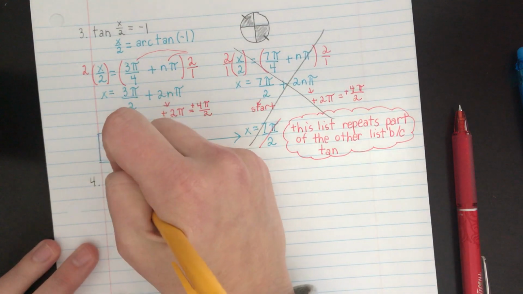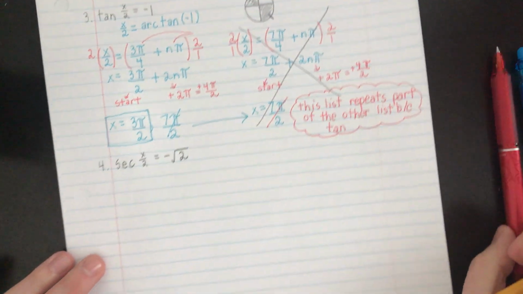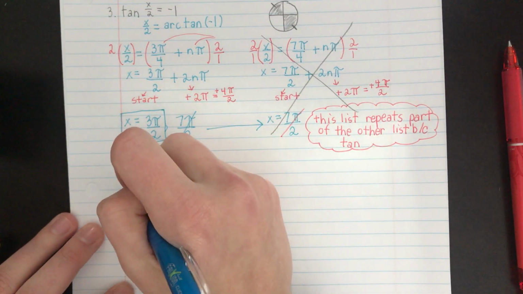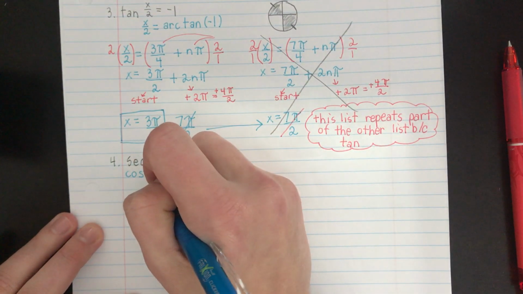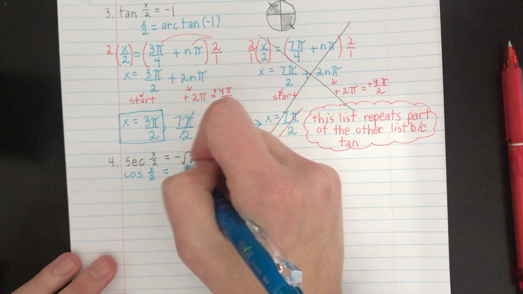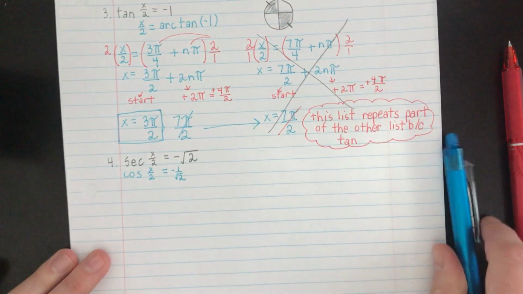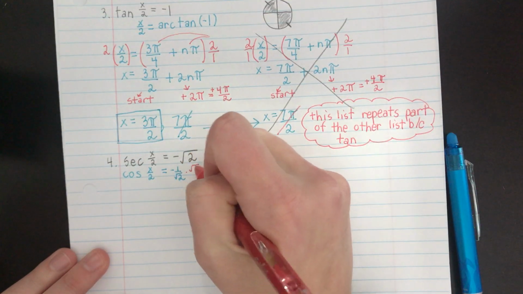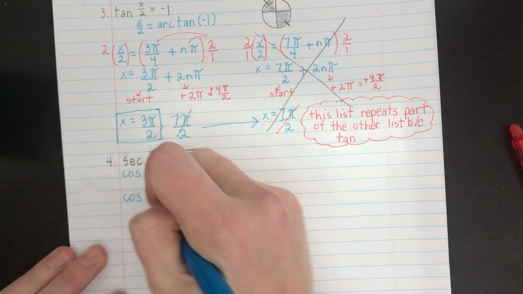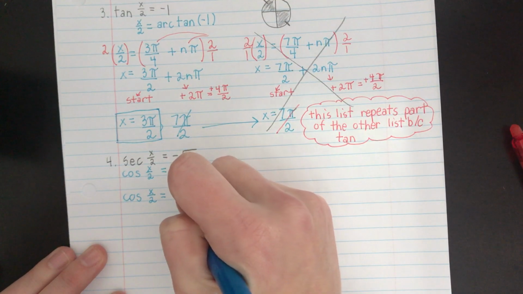Number 4, last one, secant of x over 2 equals negative square root 2. So in this case, your first step is to reciprocate both sides. So cosine of x over 2 equals, reciprocate negative square root 2 over 1, which would become negative 1 over square root 2. And then, of course, you're going to rationalize. So you're going to have cosine x over 2 equals negative square root 2 over 2.